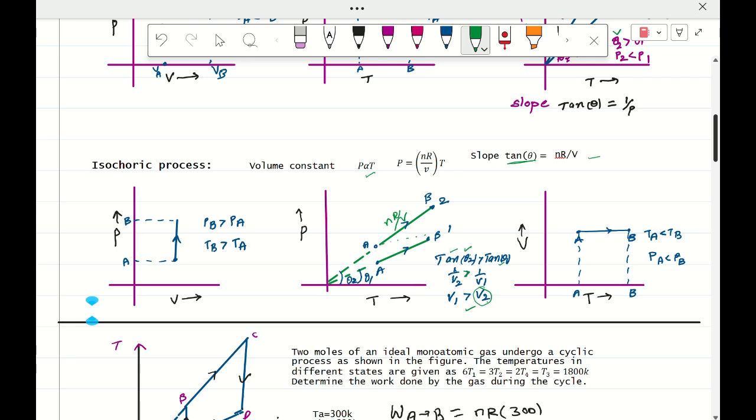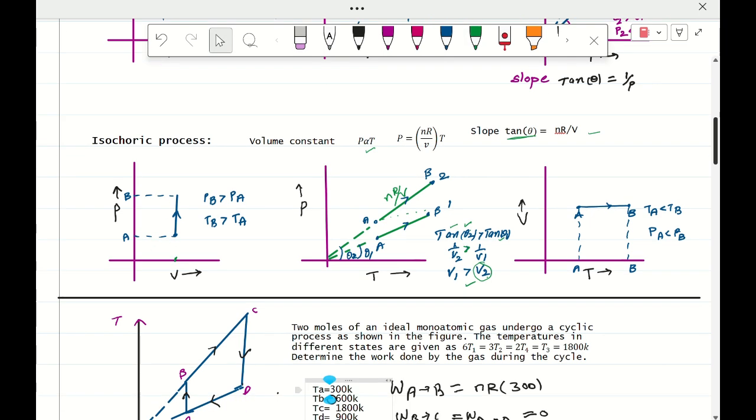Now coming to the first graph, the PV graph for the isochoric process. V is constant, so VA is equal to VB. But from the graph, PB is greater than PA. The graph shows pressure increases. At constant volume, pressure increasing means the temperature must also increase. Then only can pressure increase at constant volume. In a cycle tire, if you are increasing pressure, the gas temperature increases, so it will try to burst out, right? Not by increasing the volume. The volume of the tire is the same only.